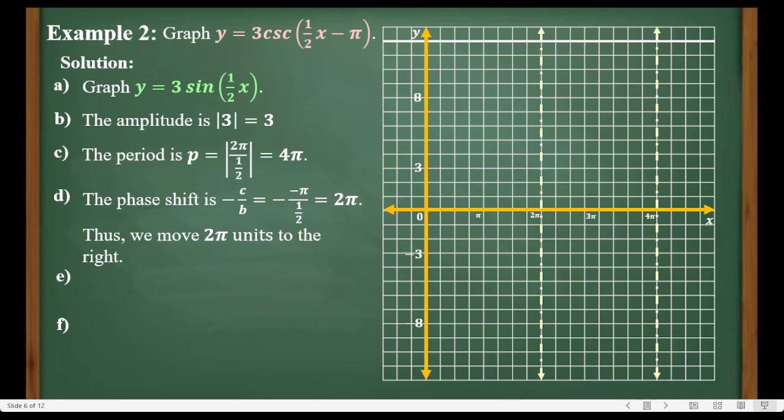Now for the fourth property, we consider the phase shift given by the formula negative c over b, so that is negative of negative pi over 1 half. We simplify that, it's 2 pi. So it's positive, meaning the graph is moved 2 pi units to the right. Then we trace the graph of the mother function.